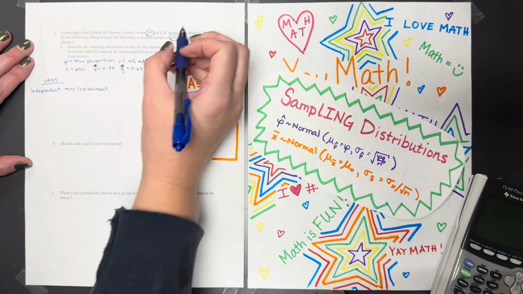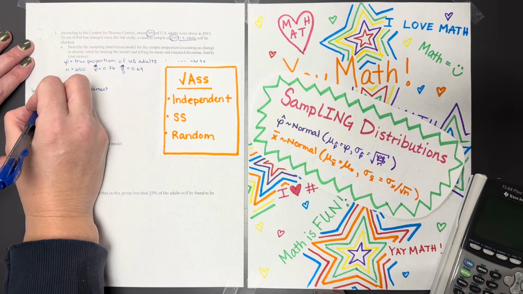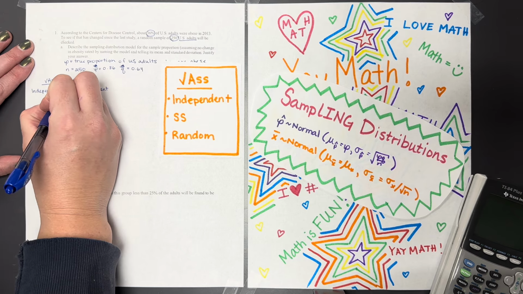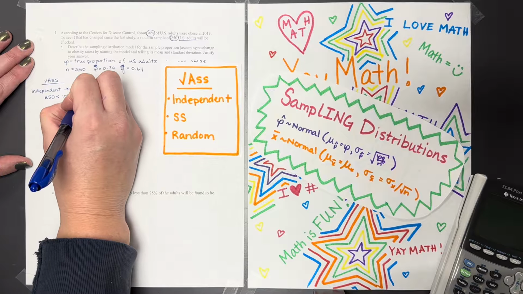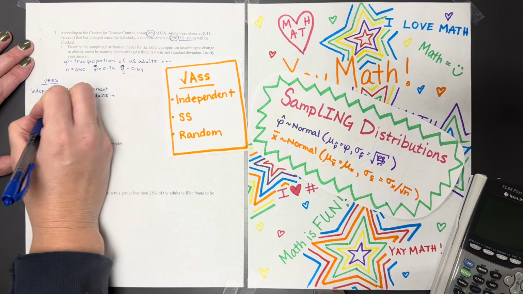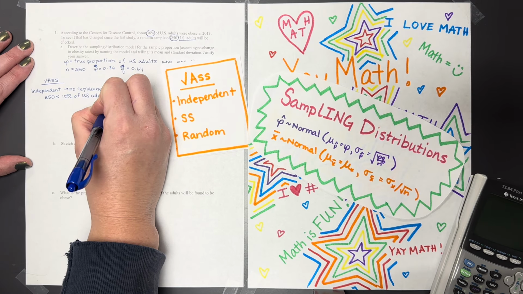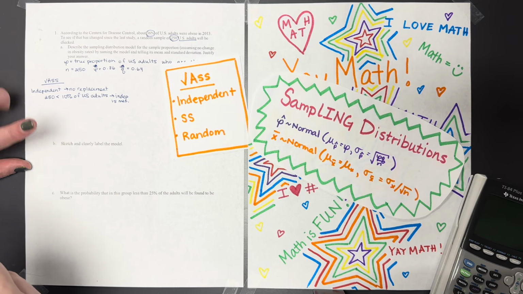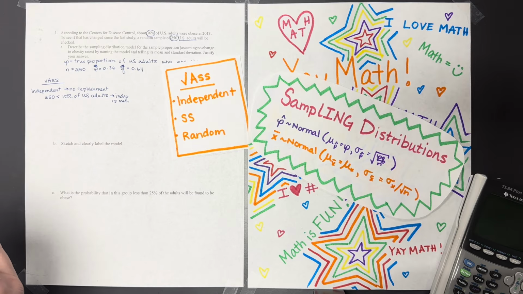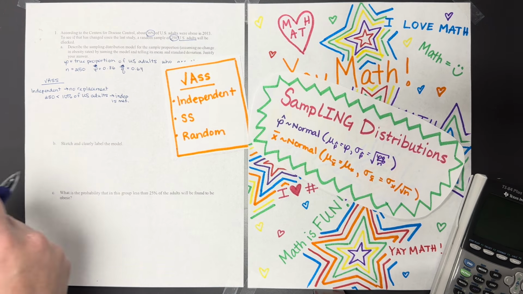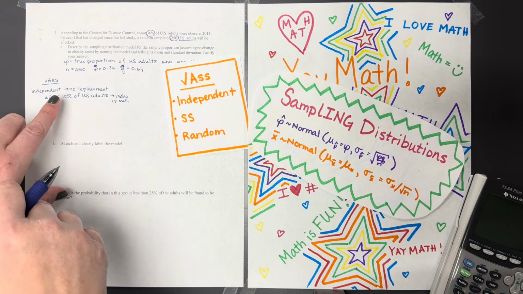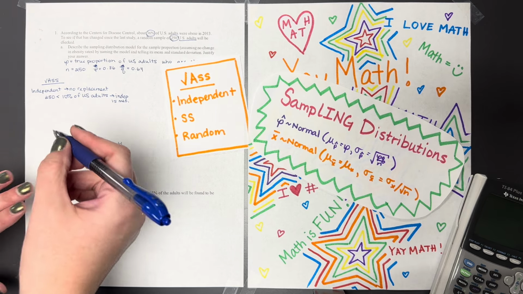So my population here is US adults. So 250 is less than 10% of US adults. So independence is met. Because this is very small relative to my population of US adults, I can proceed. If my population was something much smaller, like say the population of students at Cranbrook, this would not be met and I could not proceed.